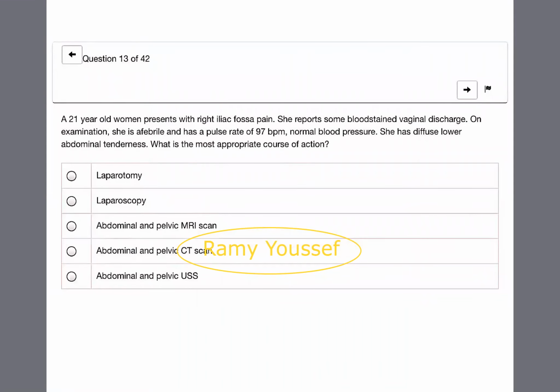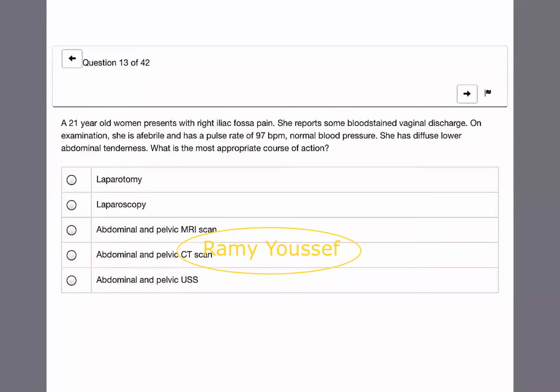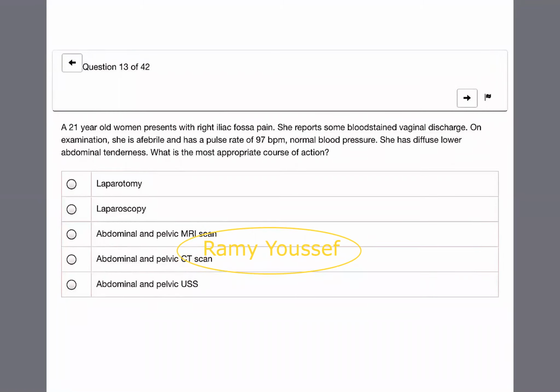Okay, a 21-year-old woman presents with right iliac fossa pain. She reports some blood-stained vaginal discharge. On examination, she is afebrile and has a pulse rate of 97 beats per minute, normal blood pressure. She has diffuse lower abdominal tenderness. What is the most appropriate course of action? Laparotomy. What do you think? What do you think about the diagnosis before we think about the action?